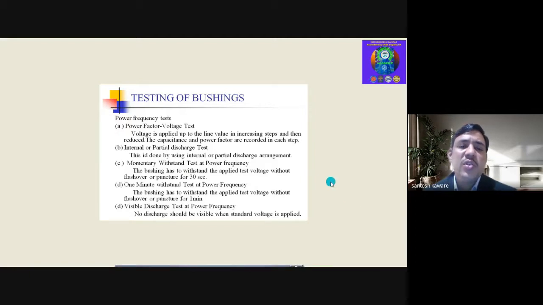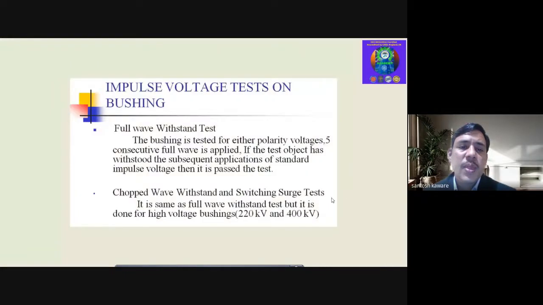Under this power frequency, there is a power factor test, voltage test, internal and partial discharge test, momentary withstand test, and power frequency 1 minute withstand test, visible discharge test at power frequency. So these are some of the tests carried out on the bushings. Again, full wave voltage withstand test.